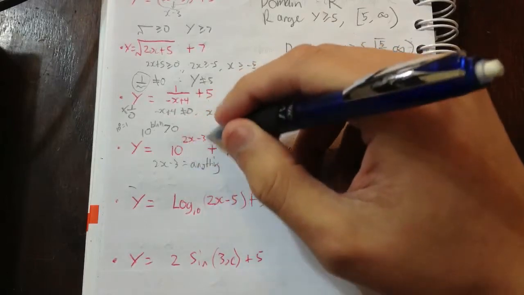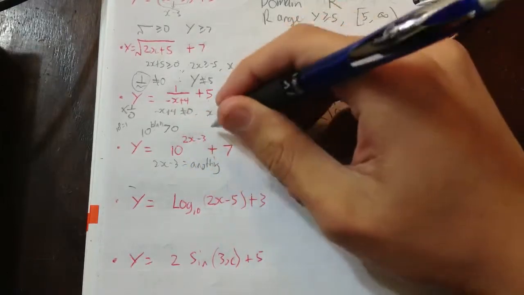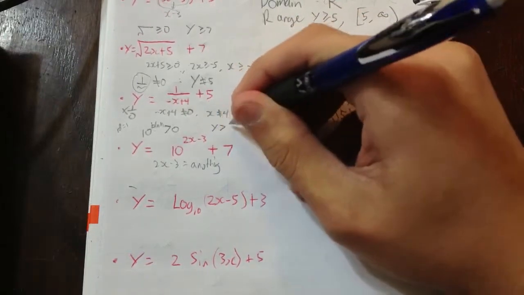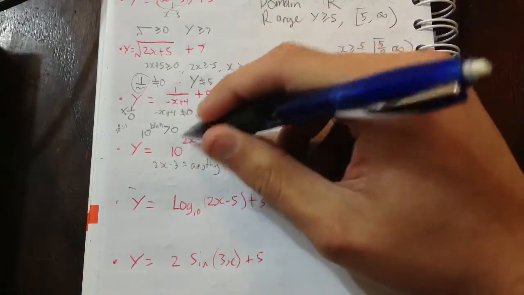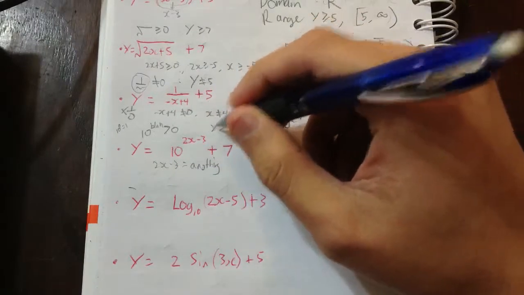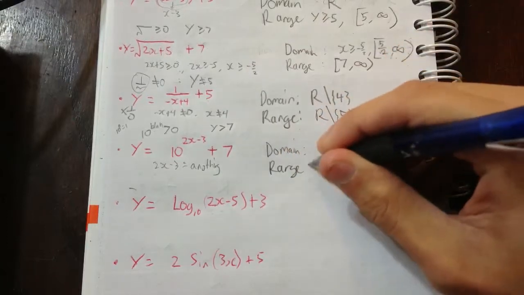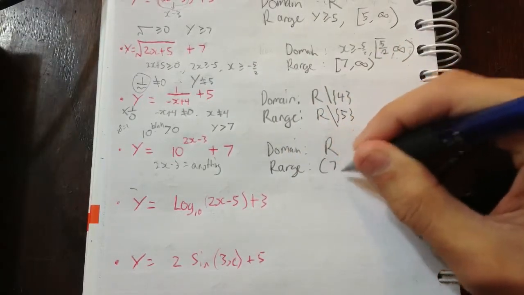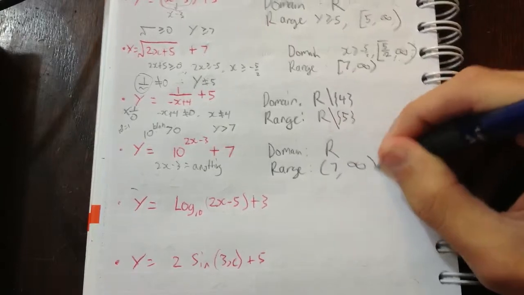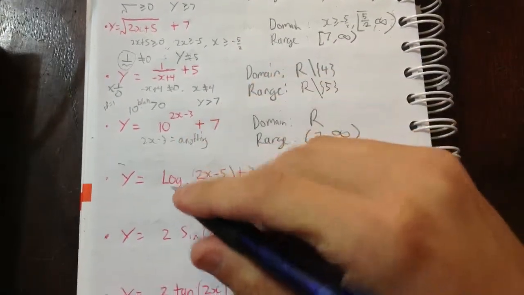So, if this thing is greater than 0, then this thing plus 7 is greater than 7. So y is greater than 7. Notice the not including bracket. Okay, this one. Now, log of something.